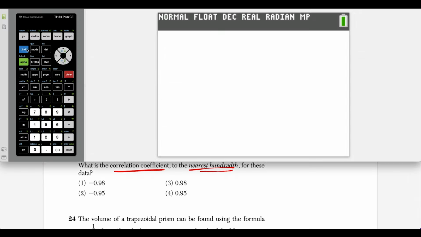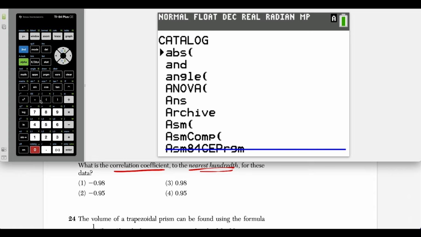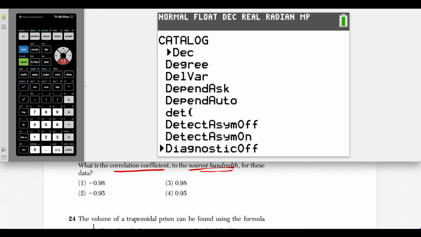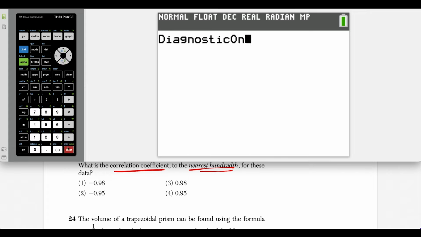So this is all calculator work, but the first thing we should do before we calculate the correlation coefficient is go to the catalog. You could scroll down to the letter D, or if you want a shortcut, press alpha, and then the x to the negative 1 is where the letter D is located. Press this, and then scroll down, skipping A, B, and C, to diagnostic on and press enter. Just make sure that this is on because this could mess you up with some of the data entry questions.